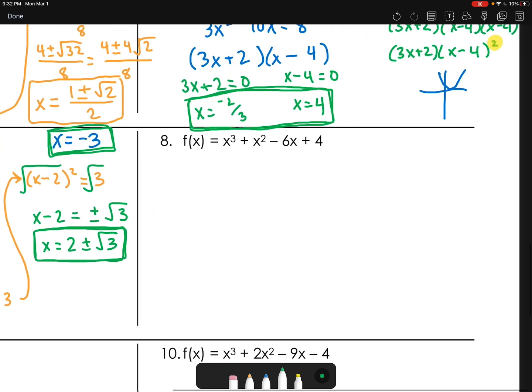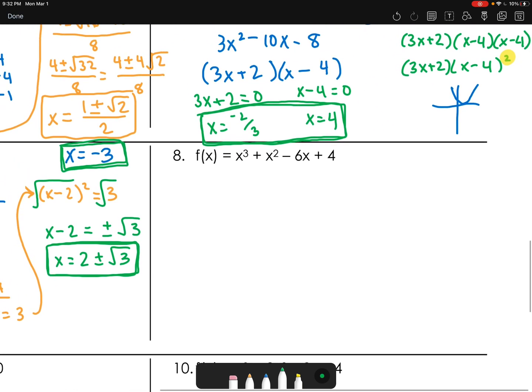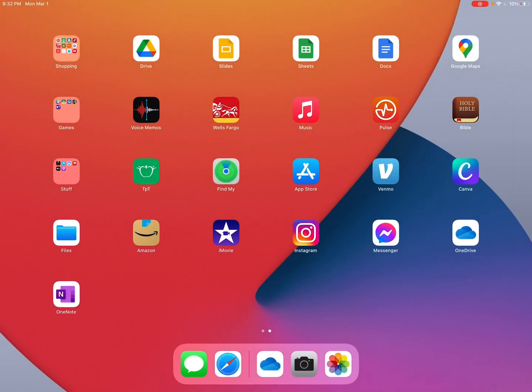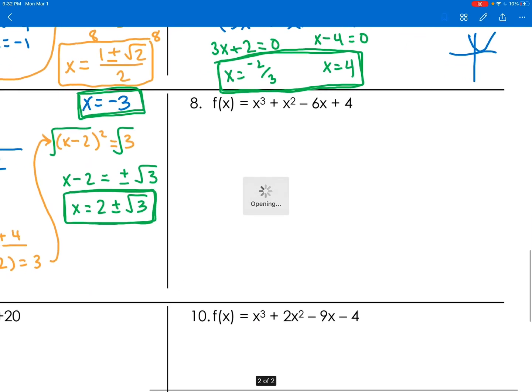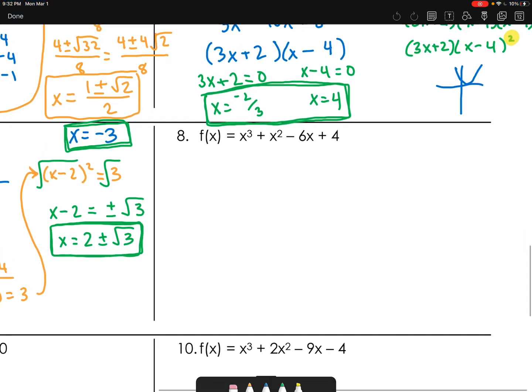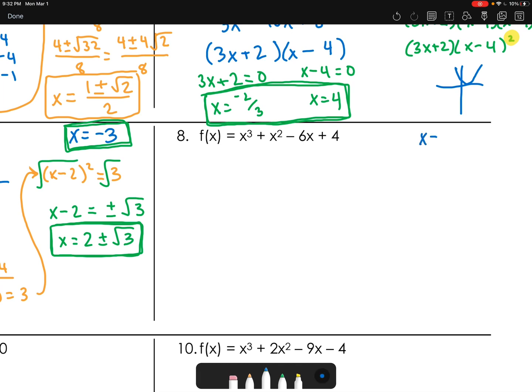Try number 8 using complete the square. Pause the video. If you need to see your calculator answer, you would get x equals 1. So now you're going to do your synthetic division.